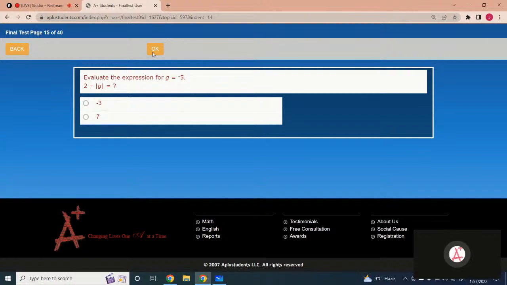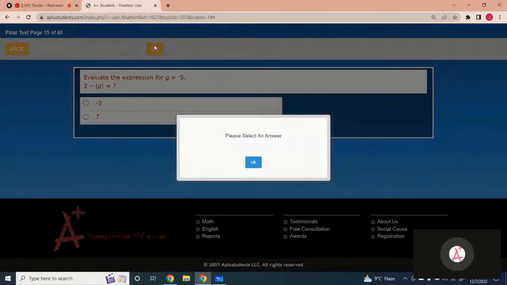Okay, g equals negative 5. So which option is the correct one? Is it negative 3 or 7? That would be the absolute value of g. The variable g is written, and the lines outside the g mean it is the absolute value. We have already done the absolute values. Absolute value means the number is always positive. So it would make negative 5 a positive 5, but you have a negative sign outside. So it would be 2 minus 5, which is negative 3. Very good. Just select the correct option, then click on the OK button.